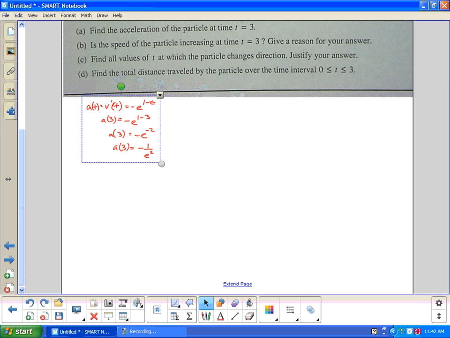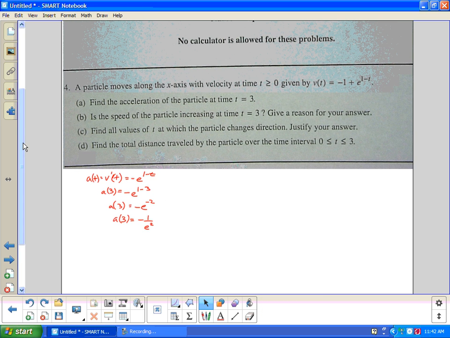Would they accept that? We'll see what they accept in a second. Okay, we're going at this. So 60 seconds, we got that done. Is the speed of the particle increasing at time 3? Give a reason. Okay, speed is the key here.